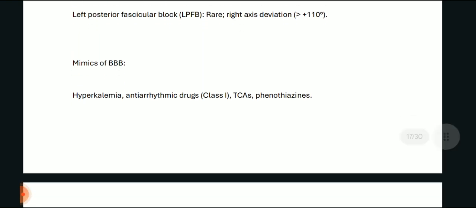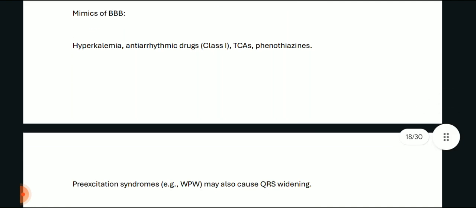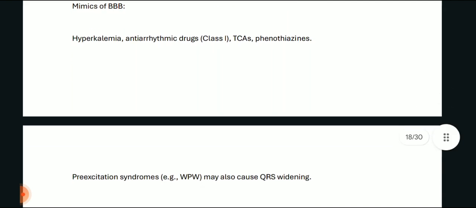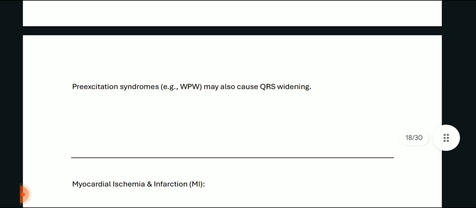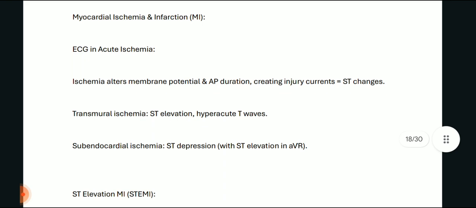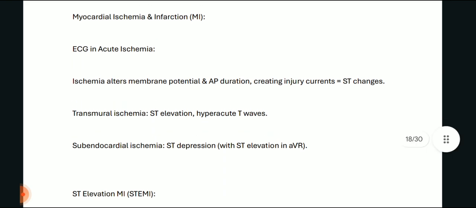There are some mimics of bundle branch blocks. We have to rule them out before classifying the disease as bundle branch block. These include hyperkalemia, class 1 antiarrhythmic drugs, TCAs, and phenothiazines. Pre-excitation syndromes like WPW may also cause QRS widening. So this was about the abnormalities of the ECG.